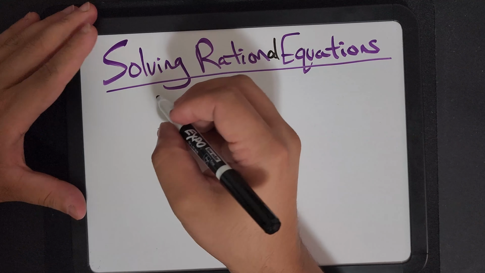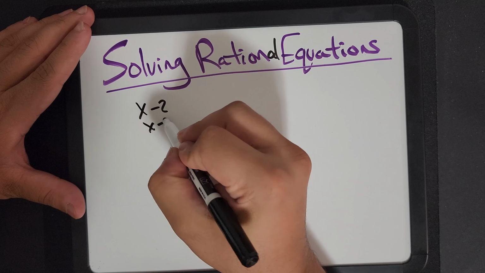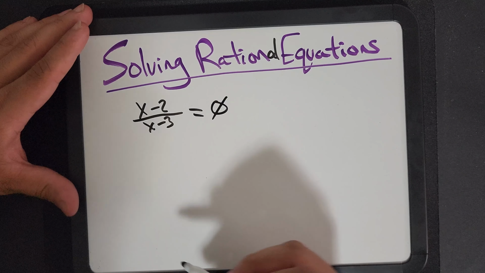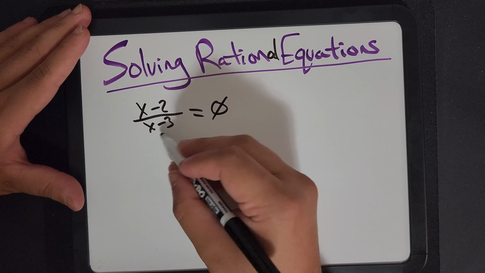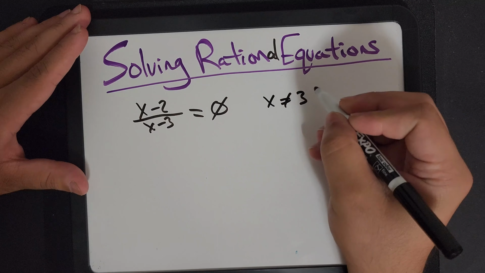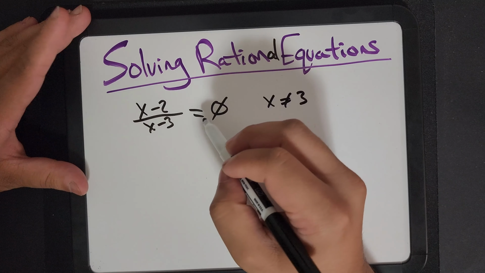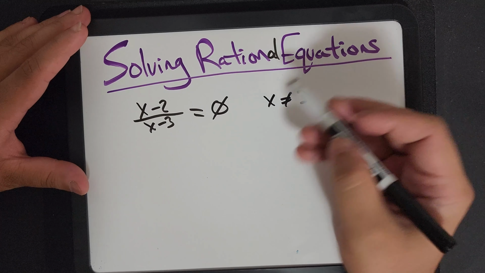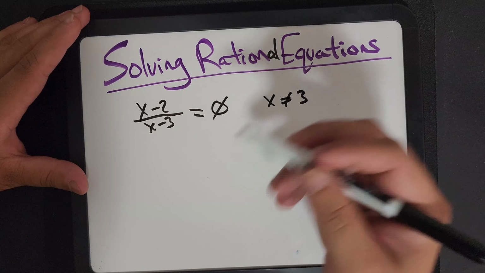So let's start just by going with x minus 2 over x minus 3 equals 0. We know that the denominator cannot be 0, so x cannot be 3. And when I say solving rational equations, we basically want to find out where these zeros are on a graph.